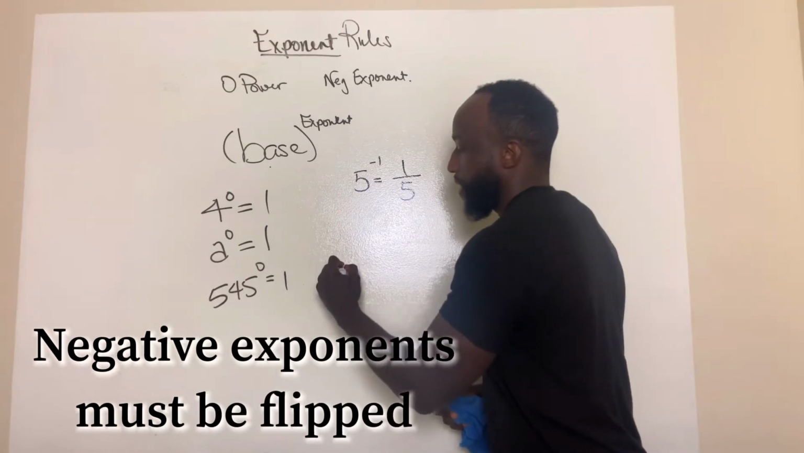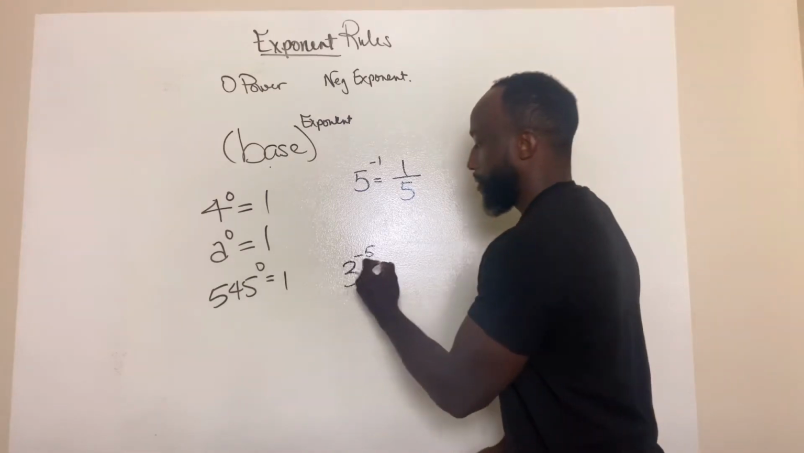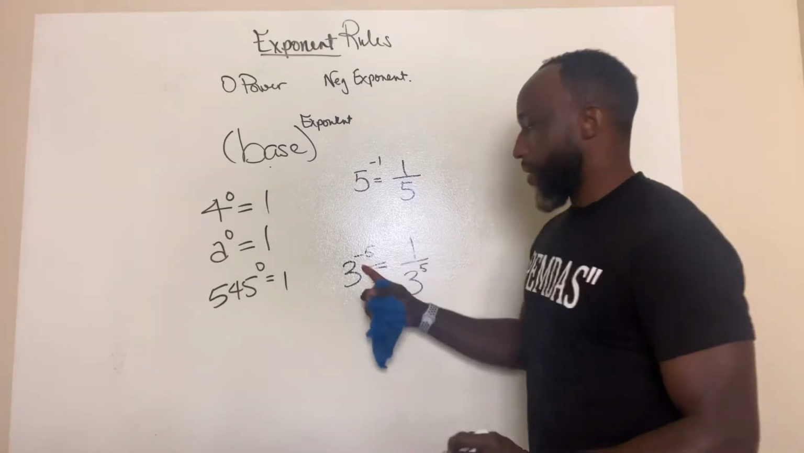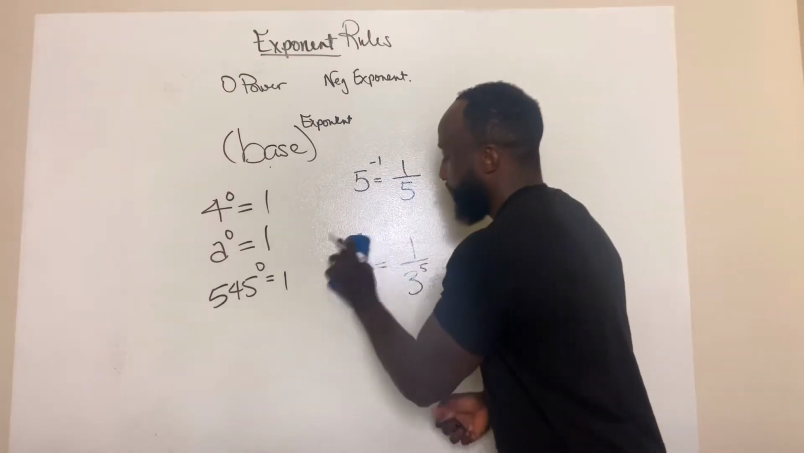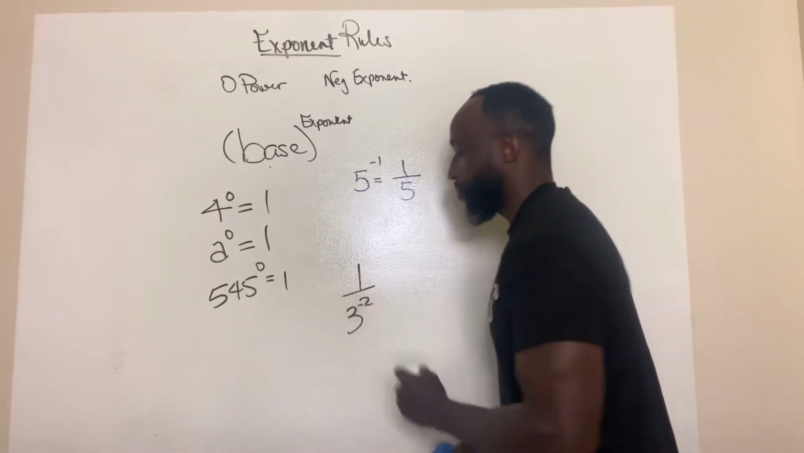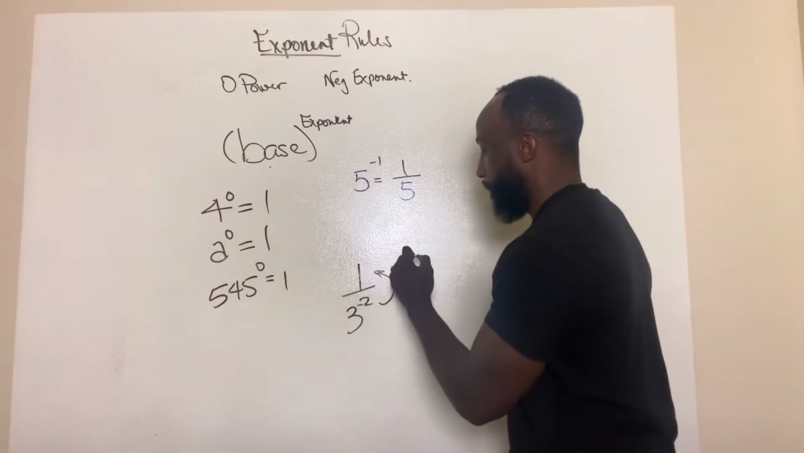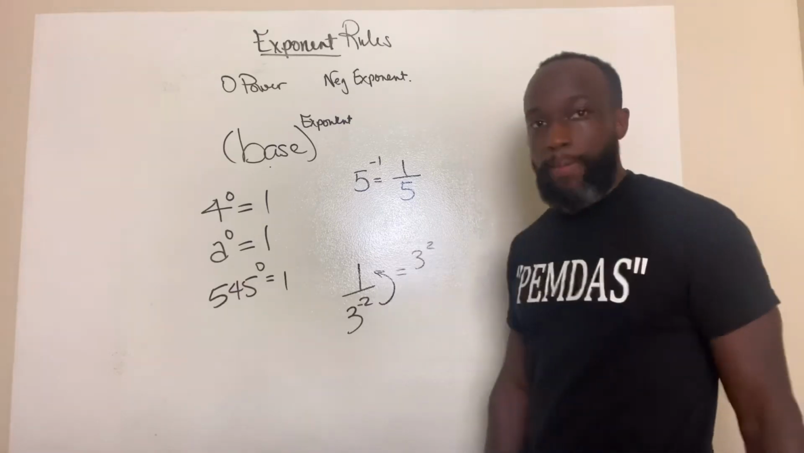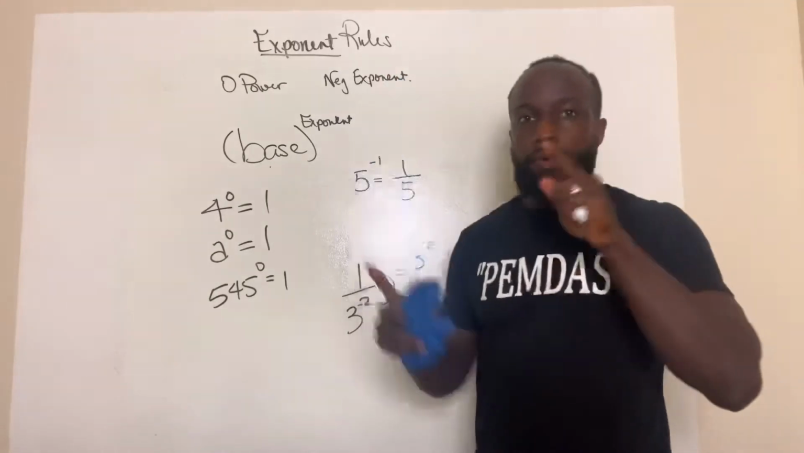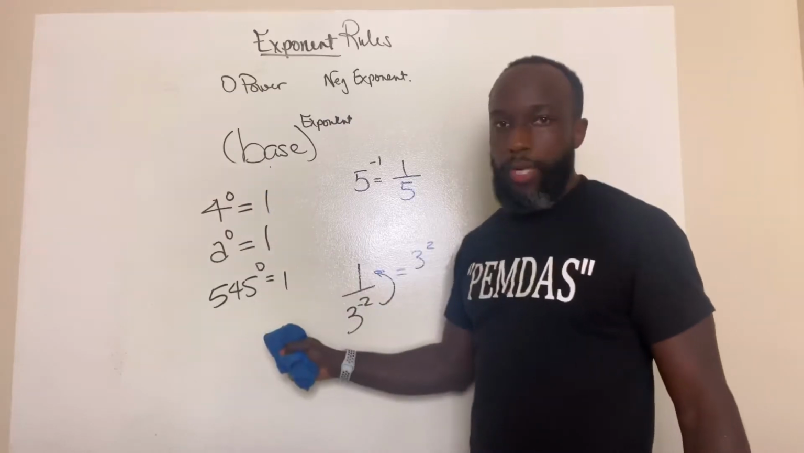What if I had 3 to the negative 5th power? To simplify it, you put 1 over it: 1 over 3 to the 5th power. And the same thing vice versa. If I had 1 over 3 to the negative 2 power, to get rid of this negative, I will move it up. So it'll be 3 to the 2nd power. That's what happens with negative exponents. When you have a negative exponent, you flip it to get rid of the negative sign. When you have a 0 exponent, it's always 1.